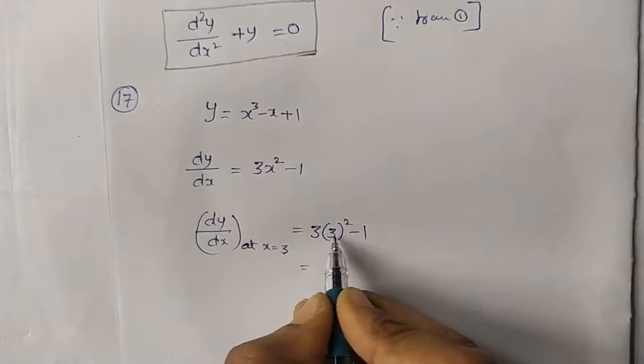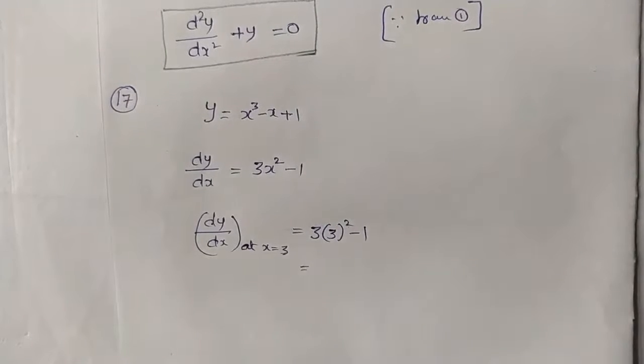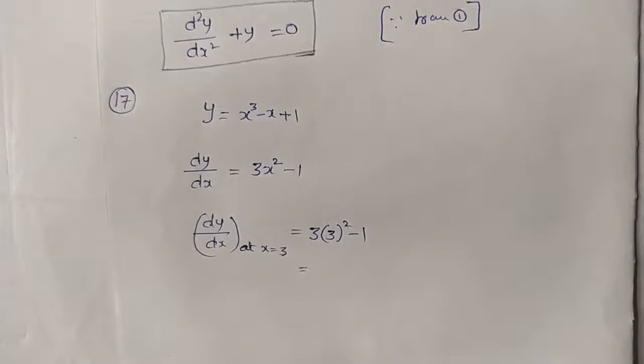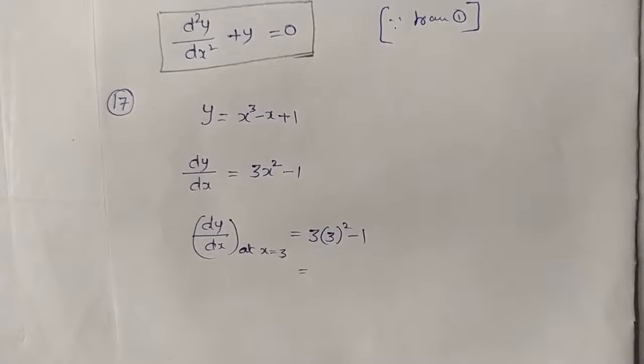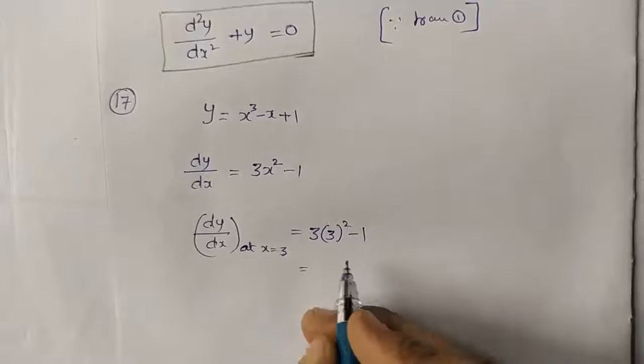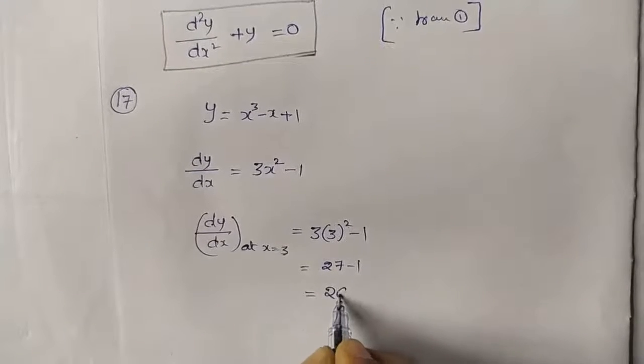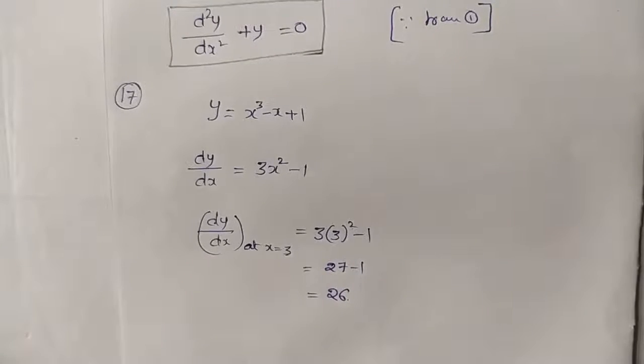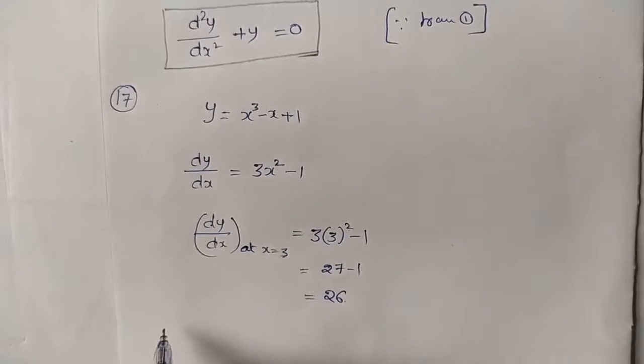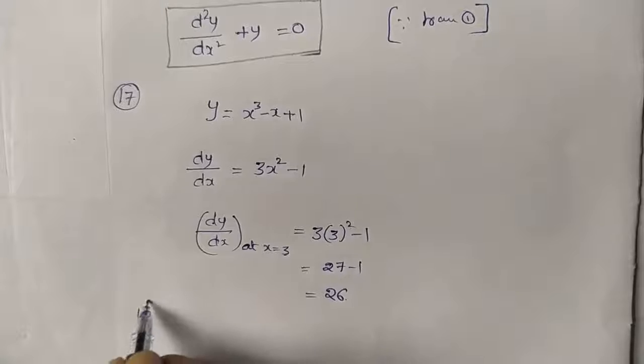So 3 into 3 square is how much? 9 into 3, that is 27 minus 1. Therefore 27 minus 1 is 26. Hence it is the slope of the tangent. Next, see the 18th question.